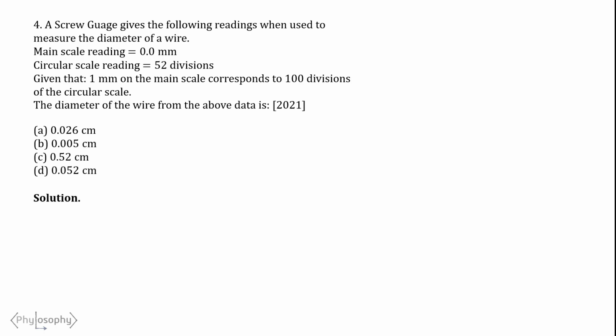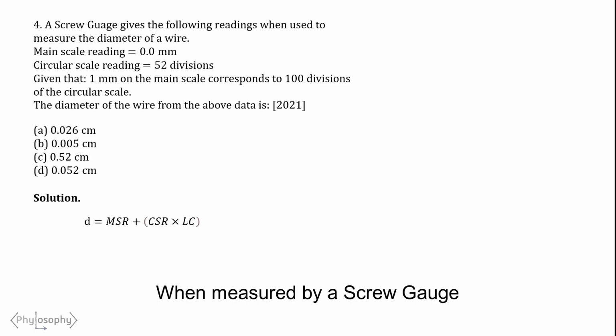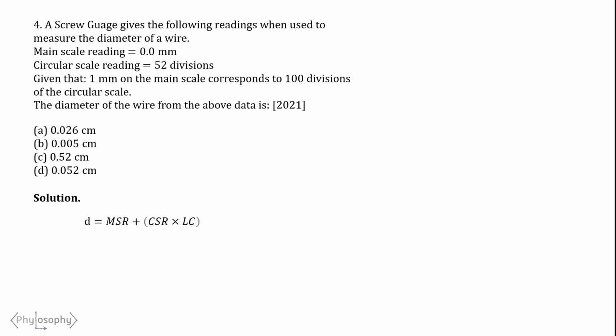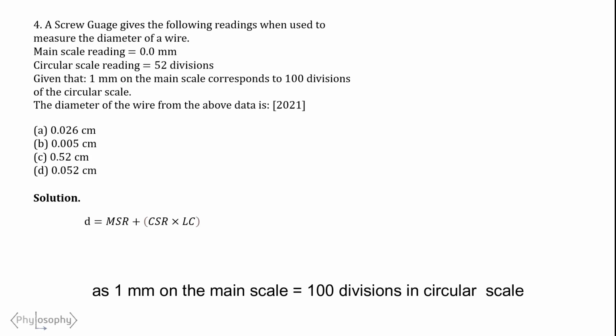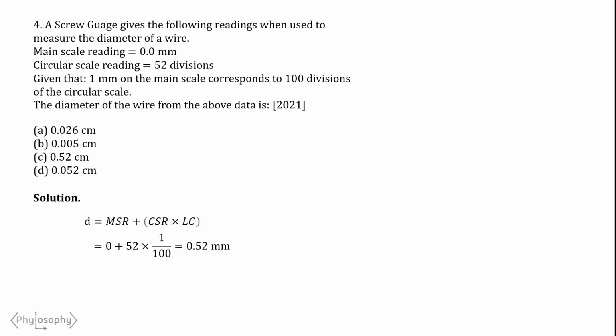Now to solve this problem, we are going to use the formula for the diameter of a wire, which is D equals main scale reading plus circular scale reading times least count. Now here least count is 1 over 100. So we can write 0 plus 52 times 1 over 100, which equals 0.52 millimeter, or it is equal to 0.052 centimeter. Therefore, the correct answer is option D.